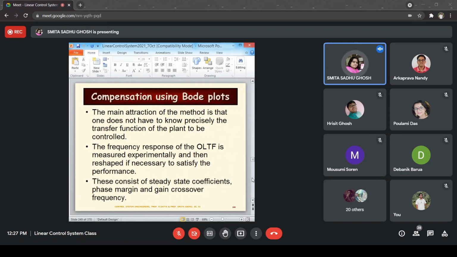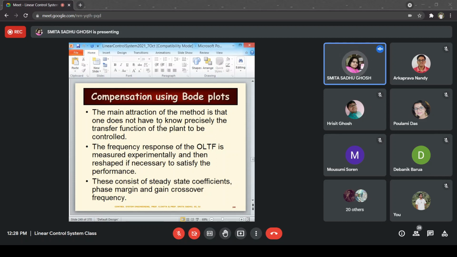So now we are specifically going to concentrate on the compensation using Bode plots. That is a frequency response method. I'm sure you are already familiar with the method of Bode plots. You should have learned it in your signals and systems course in the second year. So basically, the compensator is going to be designed by using Bode plots.